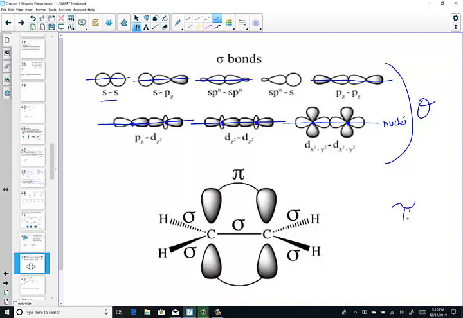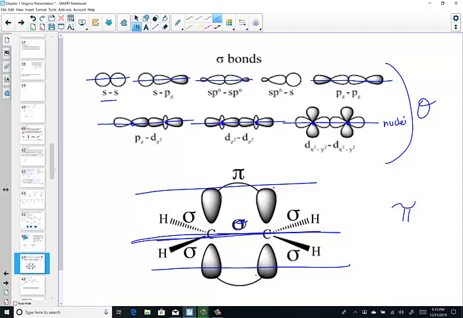A pi bond, if you remember, occurs when orbitals overlap that are either above or below the axis of the nuclei. So if it's on the same axis, we call it a sigma. But if it's above the axis or below the axis, where the pi cloud forms from the p orbitals above and below, we call that a pi bond. Remember, sigma bonds are all single bonds, as well as the first in a multiple bond. And pi bonds occur as the second or third in a multiple bond.